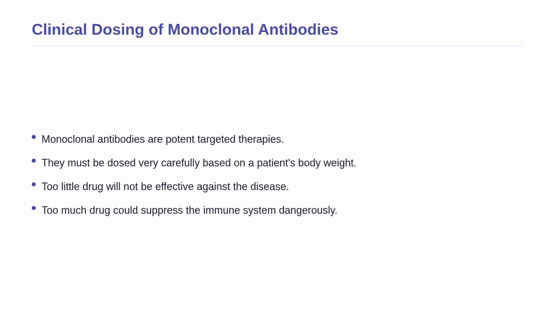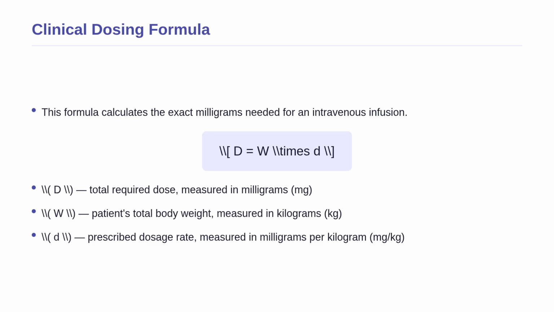If the dose is too low, the drug simply will not work. If the dose is too high, it could suppress the patient's immune system to dangerous levels. Therefore, medical staff rely on a specific clinical calculation. This requirement leads us to the standard clinical dosing formula.